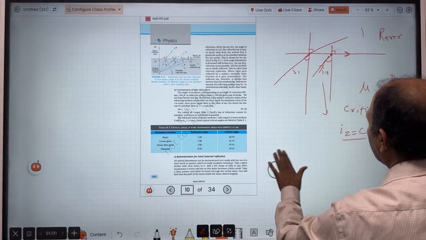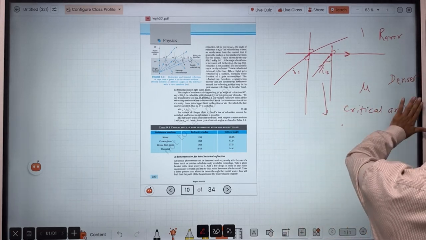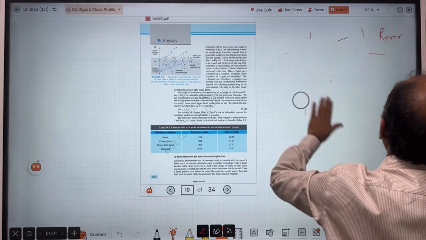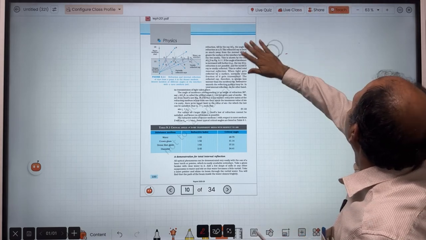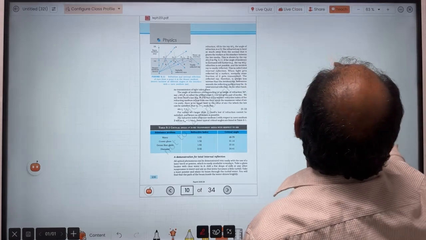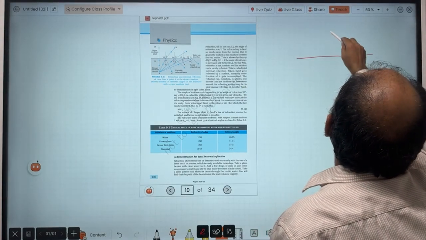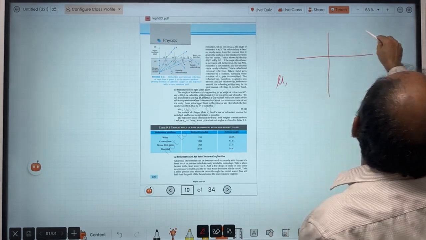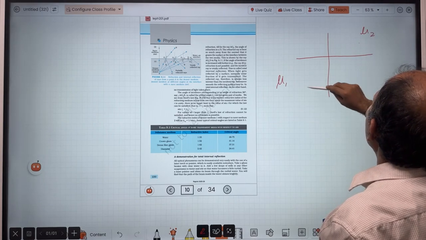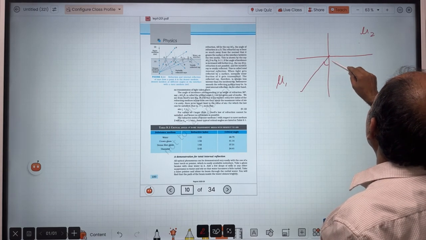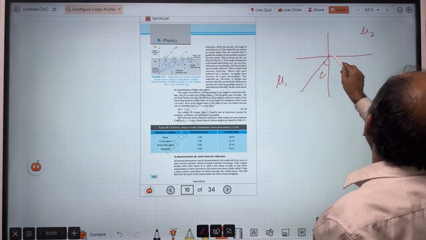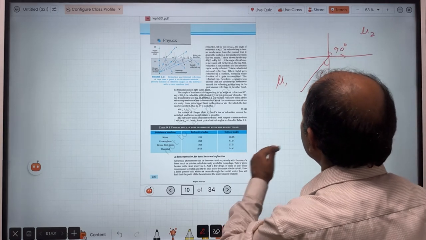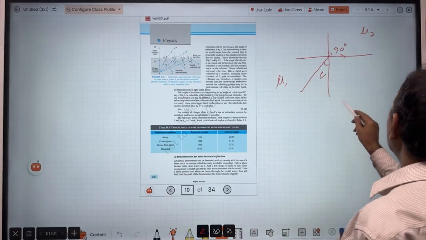I will tell you another formula so that you can easily get it. Here you will get sine C equal to 1 upon mu. But before that, I would like to tell you one more thing, which will make things easier. There is one rule that we can follow. Suppose this medium has refractive index mu1, this medium has refractive index mu2, and as I told you, this angle is C, and here we have this angle as 90 degrees. I'm taking the same case but differently.